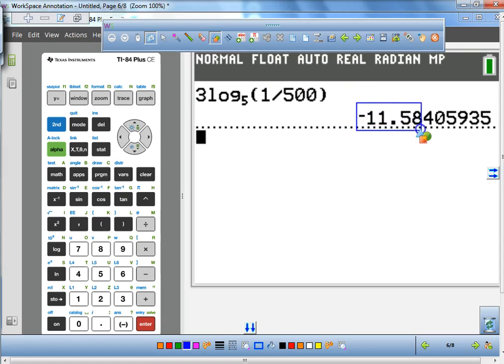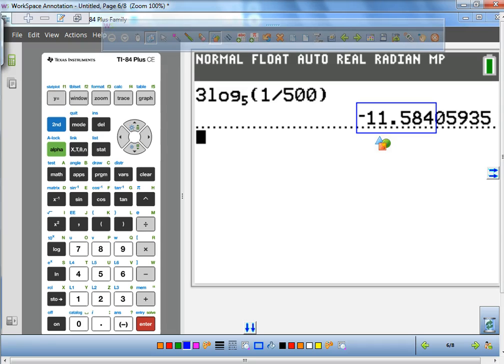So looks like my answer that I'm going to type in is right there. And so that's a 0. I don't have to worry about rounding it. So it's negative 11.584. Negative 11.584. All right, cool.